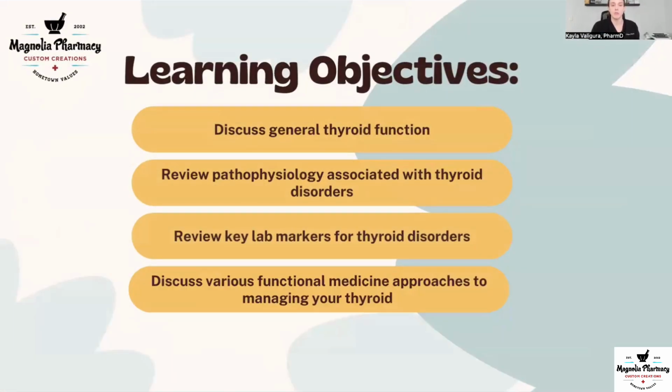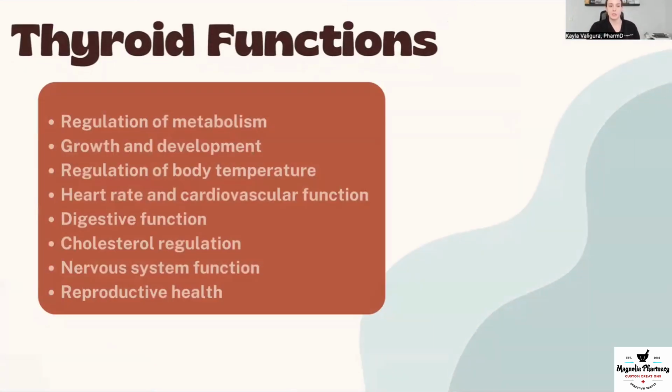So getting into the learning objectives, this is kind of a 10,000-foot view, but we're going to discuss the general thyroid function. We'll also get into the pathophysiology of thyroid disorders and go over the symptoms and what those look like. We'll also review some key lab markers for thyroid disorders. And then we're going to discuss various functional medicine approaches to managing your thyroid. So let's go ahead and get into it.